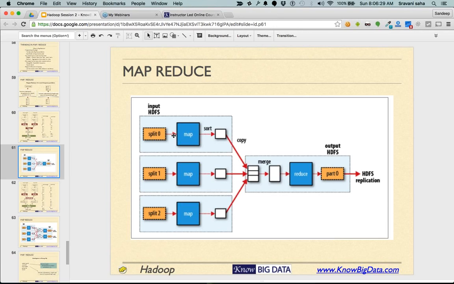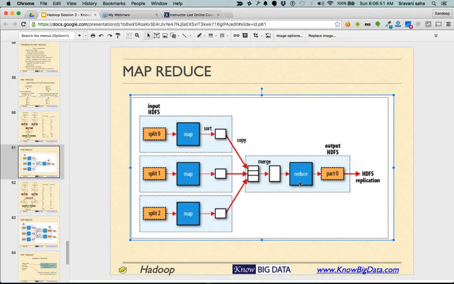So as part of map, we load the input, prepare the key values, and sorting happens here. After we have sorted, the data is carried to another machine, or maybe one of these machines, and the merge will happen here. After merging has happened, meaning all the values of a key are gathered together, we will run the reduce on each key value.